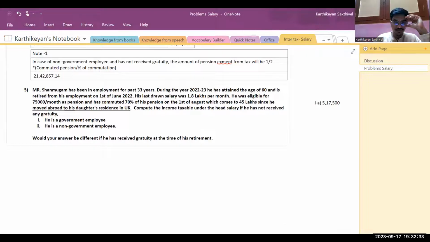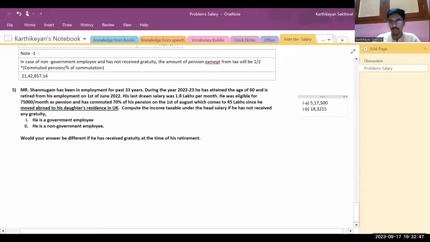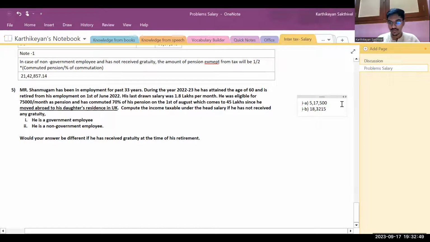Yes, for 1B, I'm getting 18 lakh 3,215. 1B. How much? 18 lakhs? 3,215. Okay. 2A, same, 5,17,500. Okay. 2B? 2B, 28,74,643. Okay.